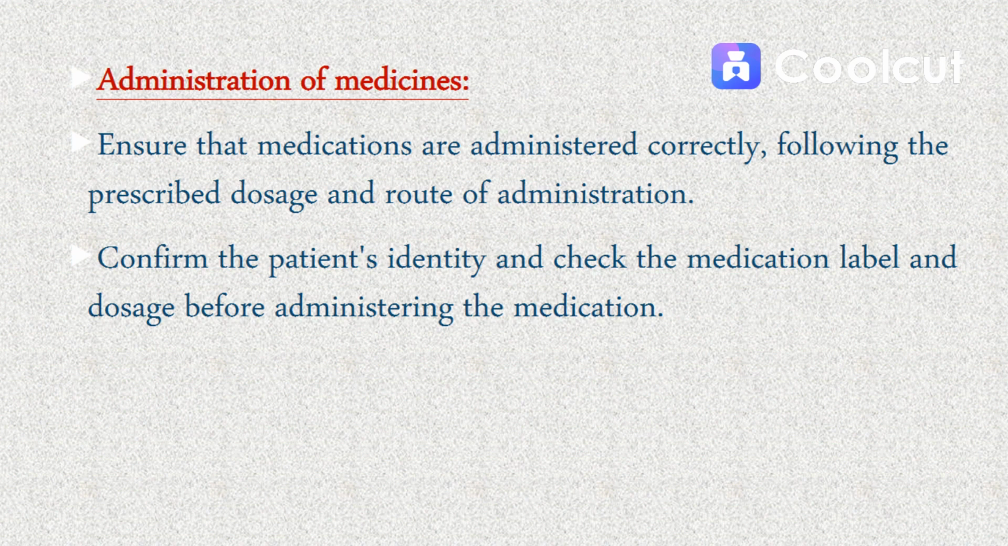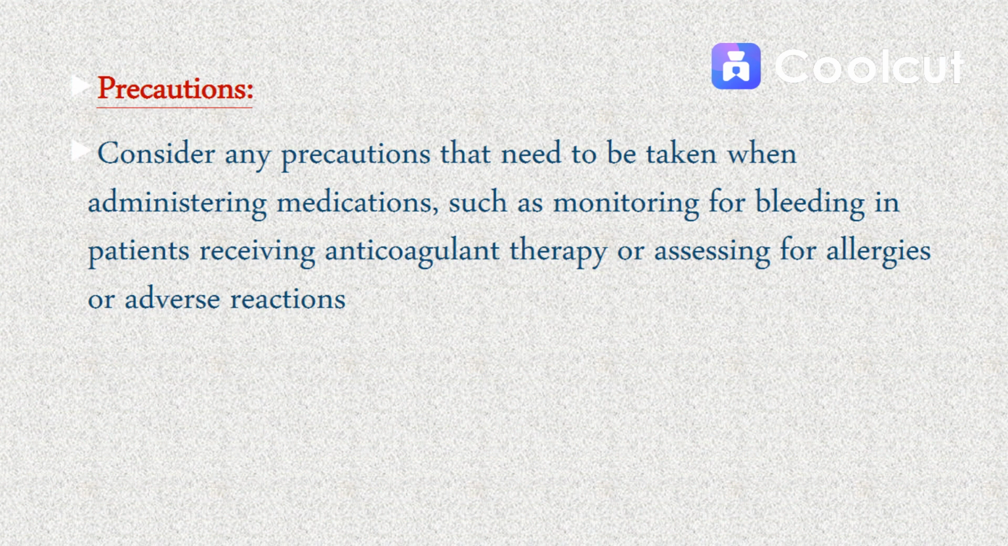Administration of medicines. Ensure that medications are administered correctly, following the prescribed dosage and route of administration. Confirm the patient's identity and check the medication label and dosage before administering the medication. Precautions. Consider any precautions that need to be taken when administering medications, such as monitoring for bleeding in patients receiving anticoagulant therapy or assessing for allergies or adverse reactions.